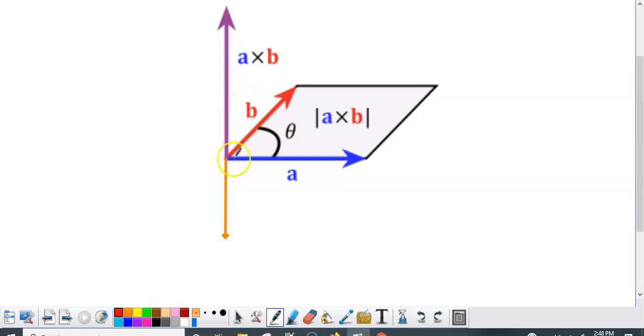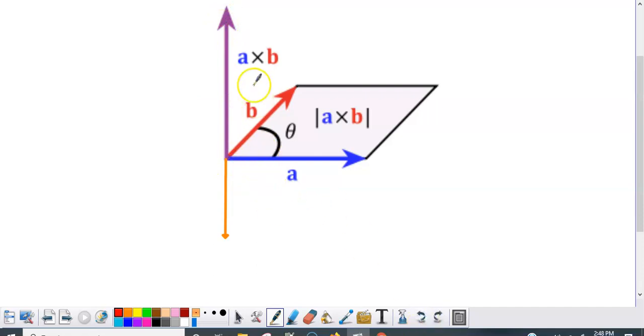So if I had my fingers along vector A, the palm of my hand would have to be facing this direction in order to allow me to curl my fingers toward vector B. What that's going to say about my thumb is that my thumb is going to be pointing upward out of that intersection between vector A and vector B.